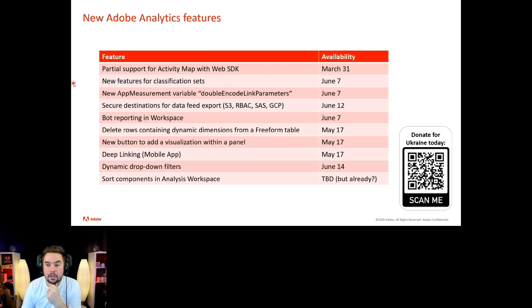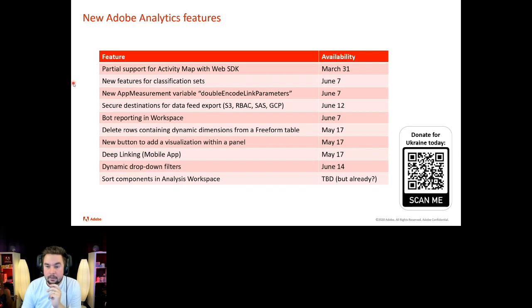Then for classification sets, we also got some cool new features, because now we have some more options to manage them across the report suites. We can now name them better, and we can also connect them through what is now called automations, not only to an FTP server, which we could do before, but we can also connect it to Azure or S3 or even Google Cloud Platform, I think. So if we want to pull our classification sets from those sources, we can also do that now, which is cool.